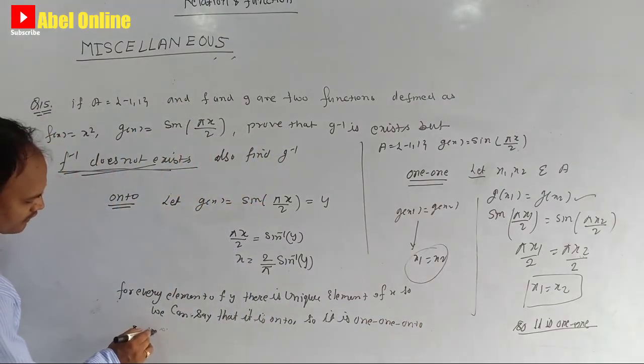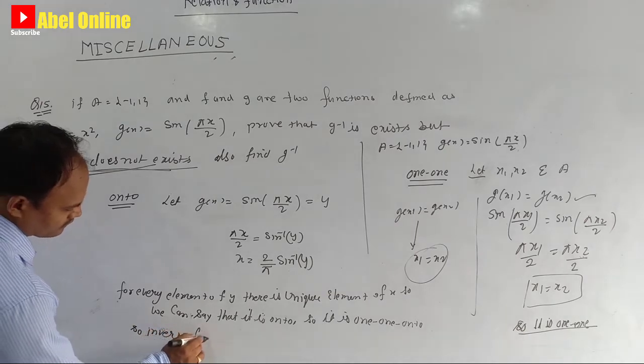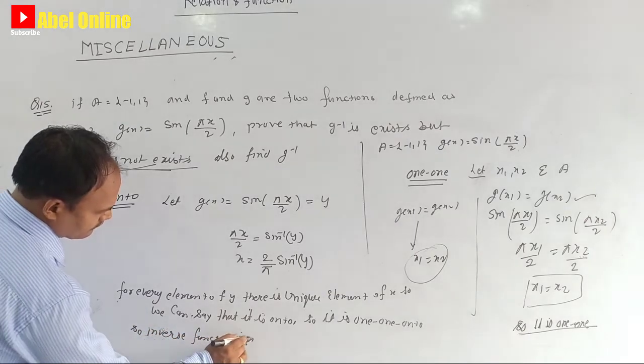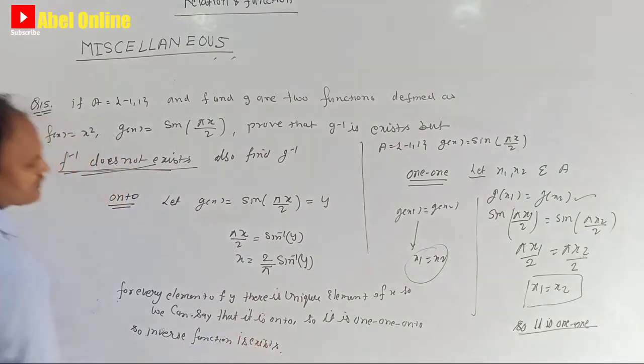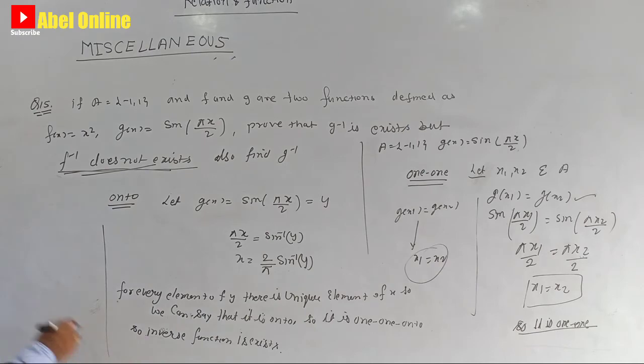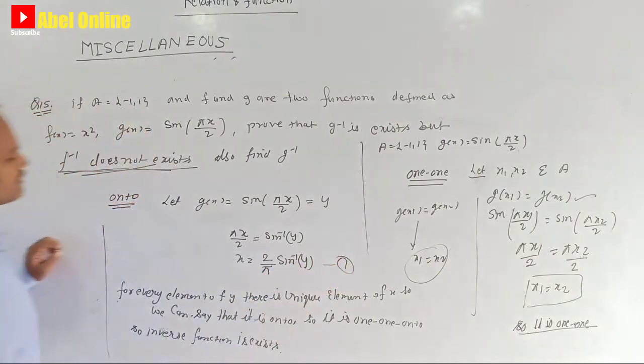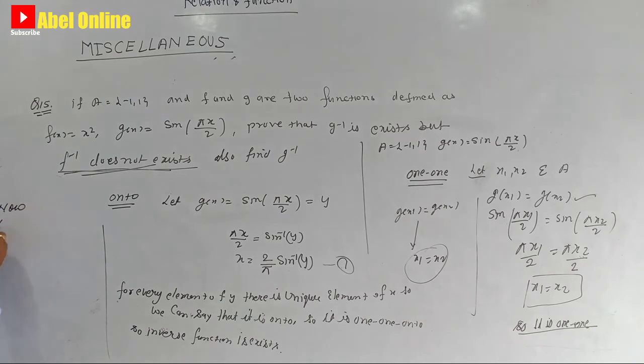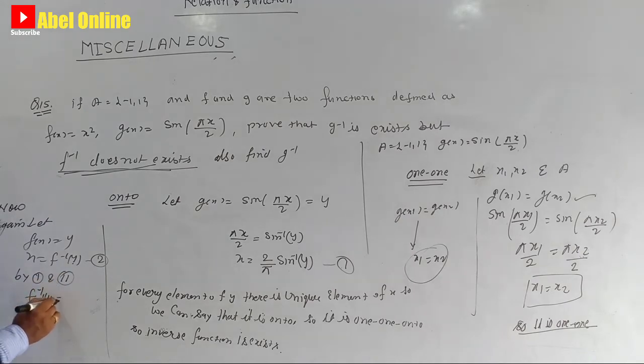So the inverse function exists. Let this be equation number 1. Now again, let f(x) = y, so x = f inverse y. This is equation number 2. By first and second, we can say that f inverse y = (2/π) sin inverse y.